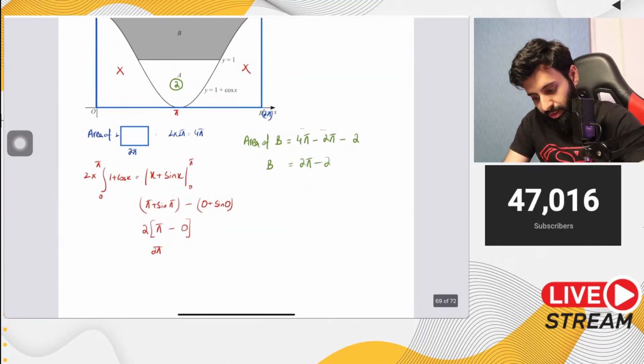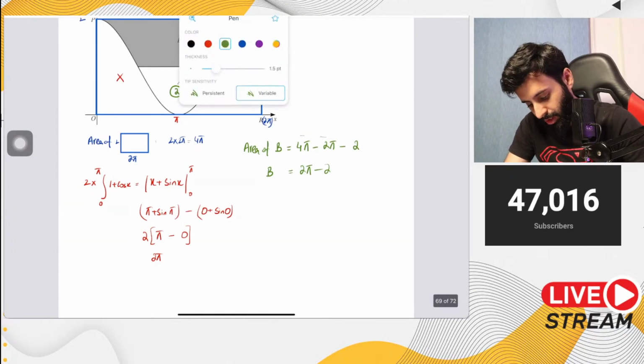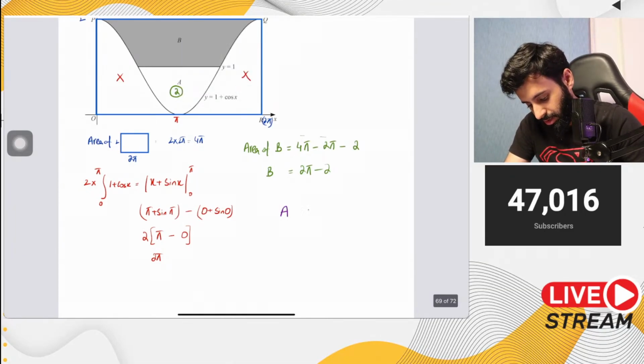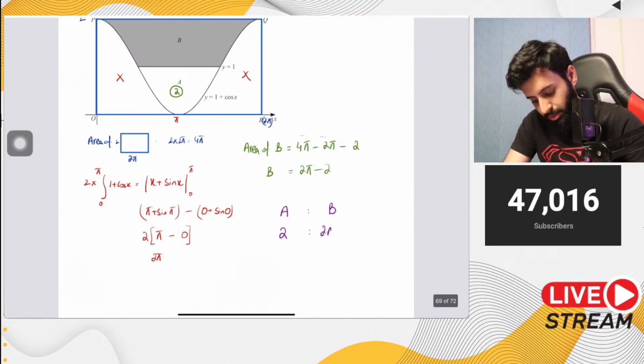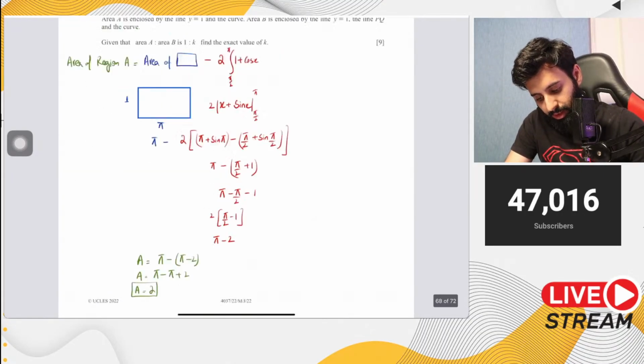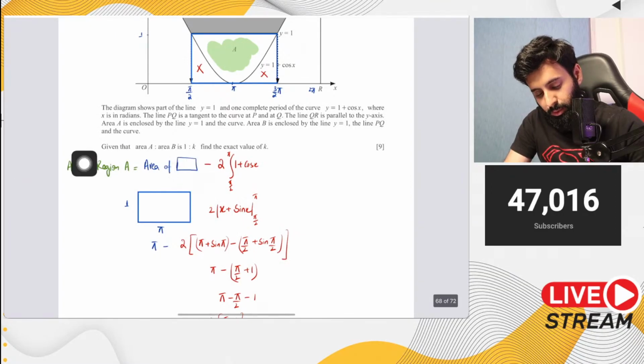Okay, so we're almost there. A is to B is actually equal to 2 is to 2 pi minus 2. Now according to the question, we're supposed to bring it equal to 1 is to k.